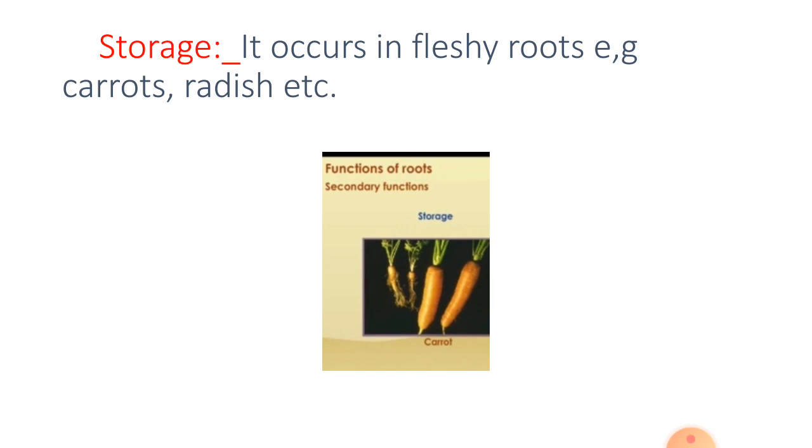Another function of the root is storage. That is, roots act as a storage organ. For example, in the case of fleshy taproots, the roots are conical in the case of carrot, fusiform in the case of radish, and napiform in the case of turnip. These all act as storage organs. That is, they store food.